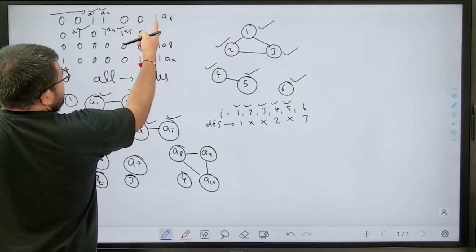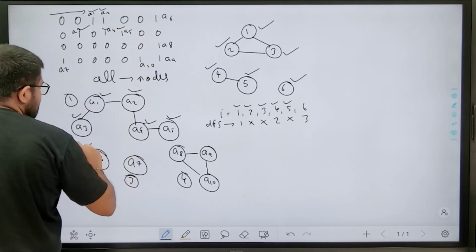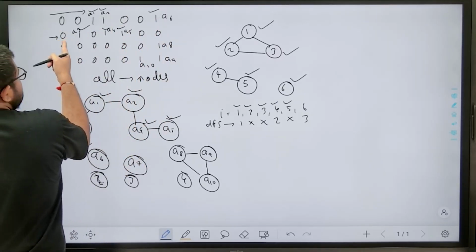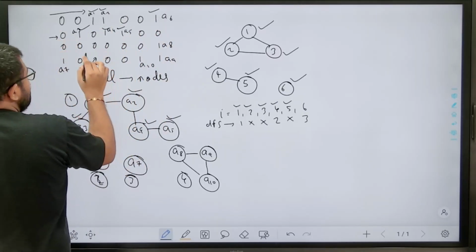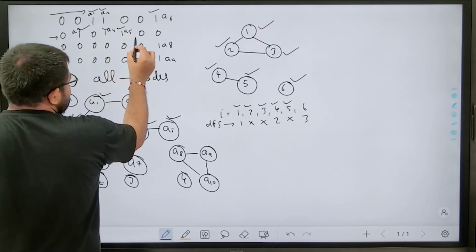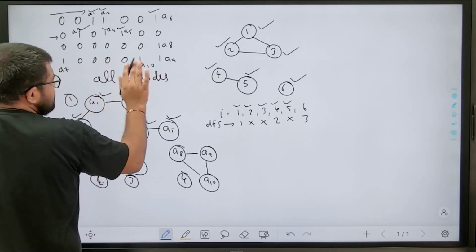Then I'll come up to here. This cell has value 1 and it is not visited before. So I'll call a DFS on it and mark it as visited. Then I come to this row. Now this is 0, this is visited before, so I'll not call a DFS on it. This is 0, these two are visited before, so no need to call a DFS on it. These two are 0. Again I'll come till here, these are all zeros, just ignore it.